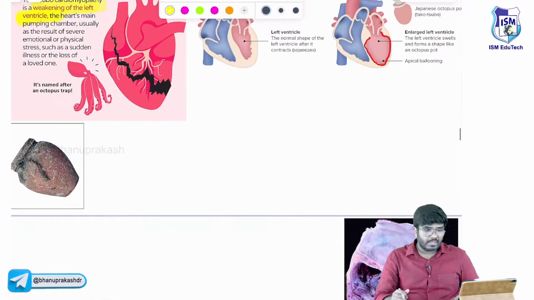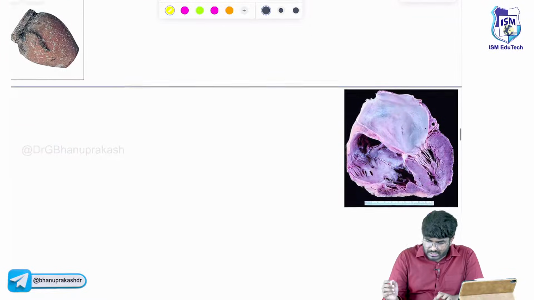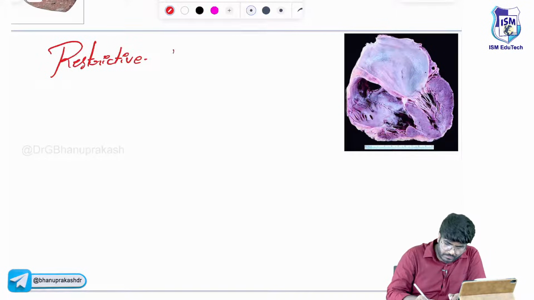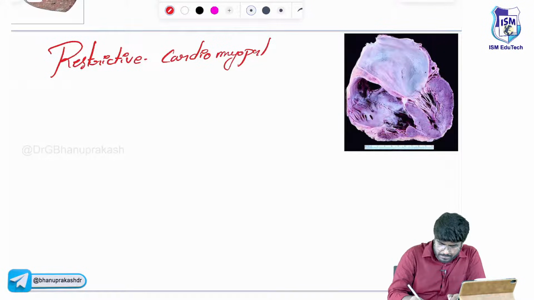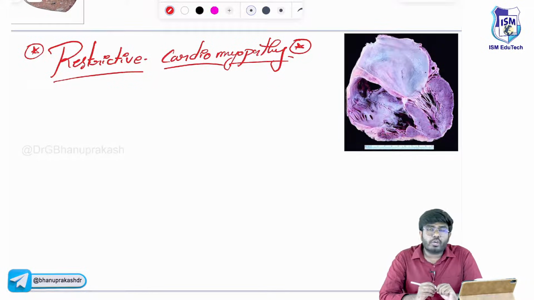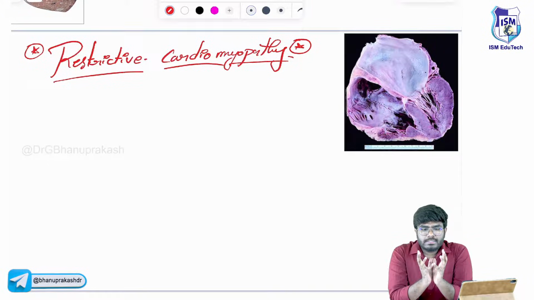Okay, that's Takotsubo. Now after this Takotsubo cardiomyopathy, let's discuss the last cardiomyopathy, that is restrictive cardiomyopathy. What they will ask in your exam is that Takotsubo cardiomyopathy is a type of dilated cardiomyopathy. So restrictive cardiomyopathy, what's the problem? See, there is a restriction. Restriction for what? The problem in this condition is that the normal heart is there, right?